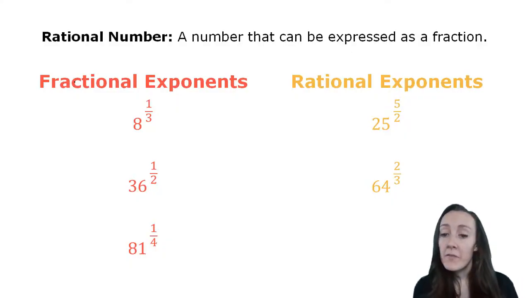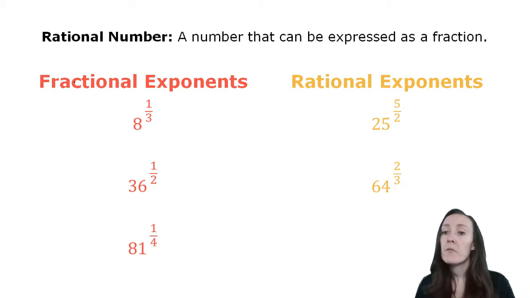Okay, so when you're ready to simplify rational exponents, the first thing you need to be aware of is the fact that rational exponents and fractional exponents are the exact same thing, because a rational number is any number that can be expressed as a fraction. And so the technical mathematical term for an exponent that is a fraction is a rational exponent. But a lot of people call them fractional exponents, and either name works. So there's no difference between fractional and rational exponents.